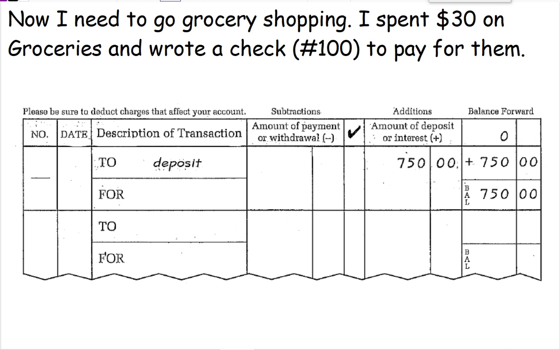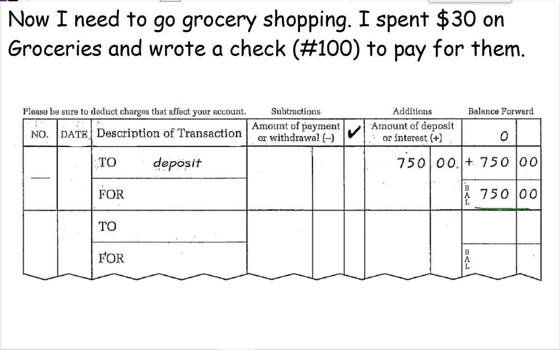So now I need to go to the grocery store. And I spent $30 on groceries, and I wrote check number 100 to pay for those groceries. Now, could I write a check for $800? No, I couldn't, because I only have $750 in my account. Sometimes banks charge us money if I don't have enough money in my account when I write a check. So it's very important to keep track of how much money I spent, so I don't have to pay any penalties or extra money to the bank.